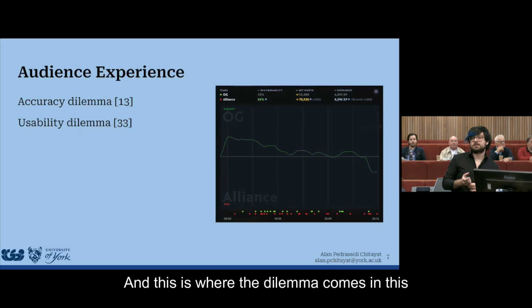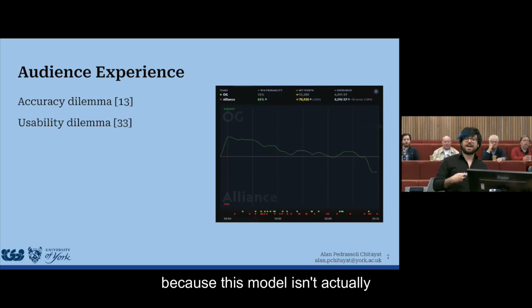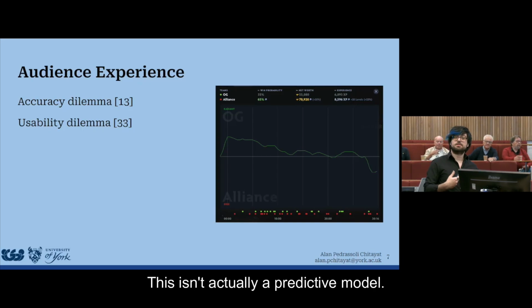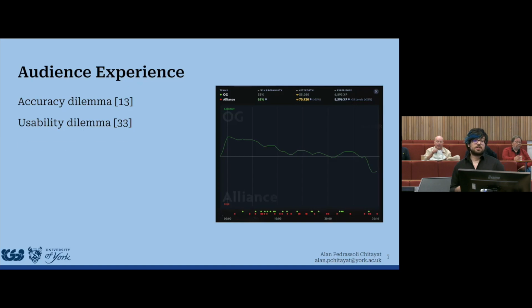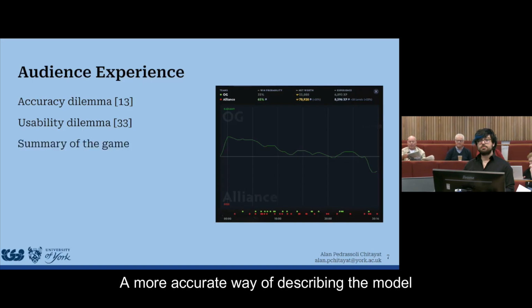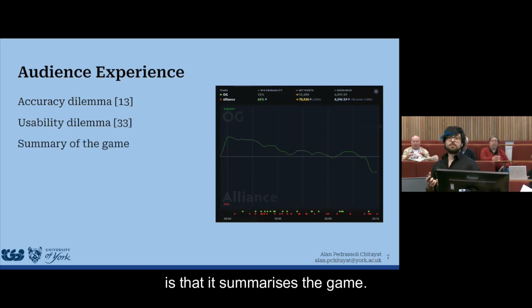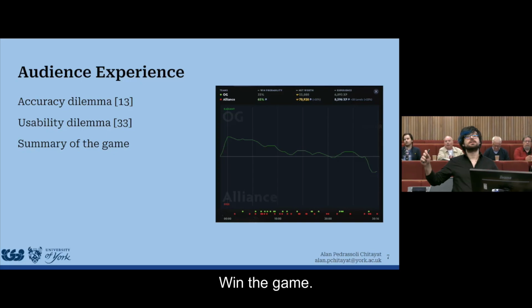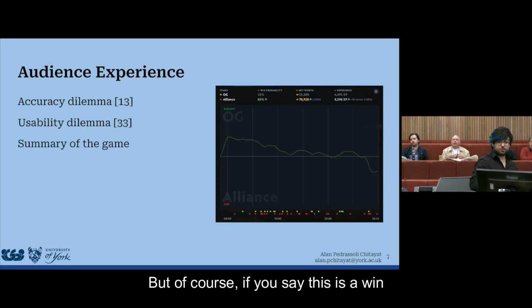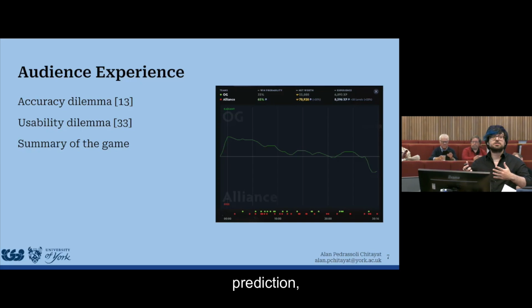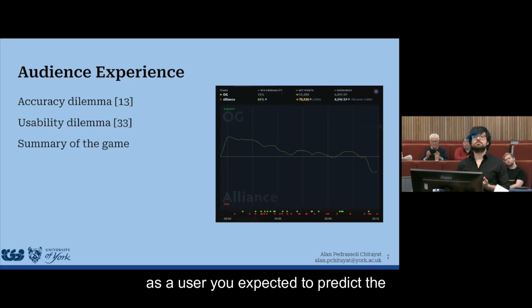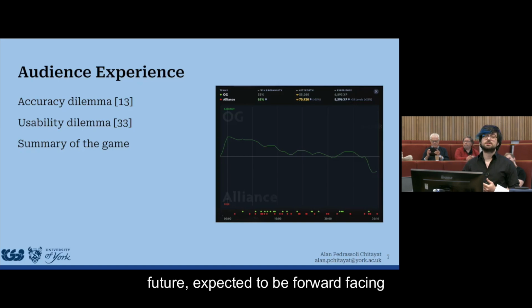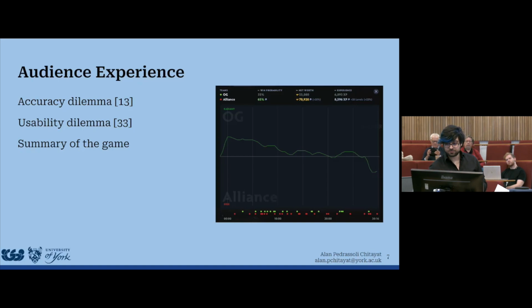And this is where the dilemma comes in, because this model isn't actually predicting the future. This isn't actually a predictive model. A more accurate way of describing the model is that it summarizes the game. It gives you right now who is winning, which is a different question to who will win the game. But of course, if you say this is a win prediction, as a user, you expect it to predict the future, expect it to be forward-facing, when here it is not.